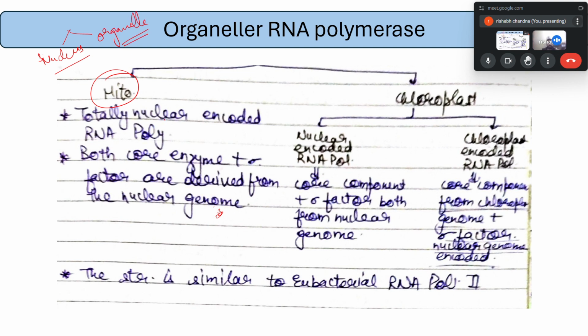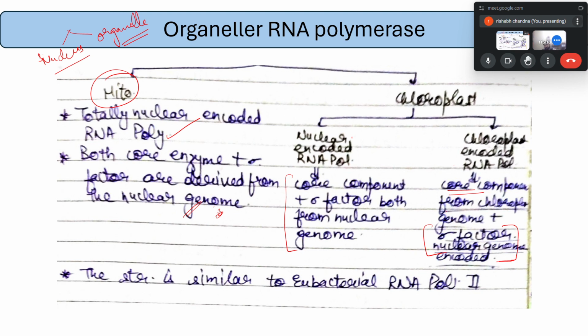Okay. So in the case of mitochondria, we have a totally nuclear-encoded RNA polymerase, which means all the subunits are encoded by the nucleus. It has both core enzyme and sigma factor derived from the nuclear genome. And then we have the chloroplast, which has both nuclear-encoded and chloroplast-encoded polymerase. In the nuclear-encoded type, the whole core and the sigma factor are encoded from the nuclear genome, and in the chloroplast-encoded type, the core component is from the chloroplast, but the sigma factor is from the nucleus.